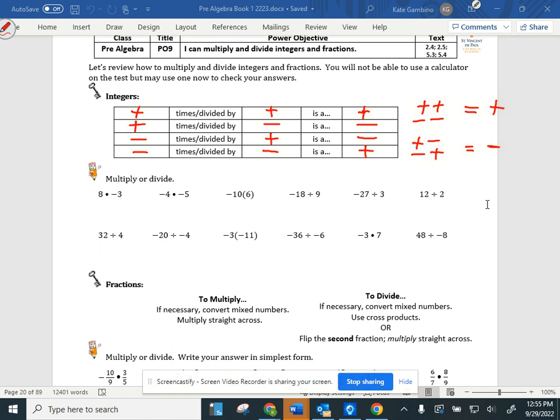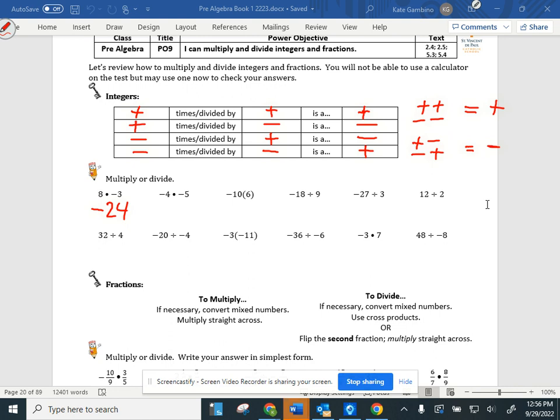Multiply or divide. 8 times negative 3. First thing I'm going to look at is what is my sign going to be? I have a positive and I have a negative. So what's my answer going to be? Positive or negative? Negative, because they're unlike. They are not the same. They are different. Then I'm going to actually do my math. 8 times 3 is 24.